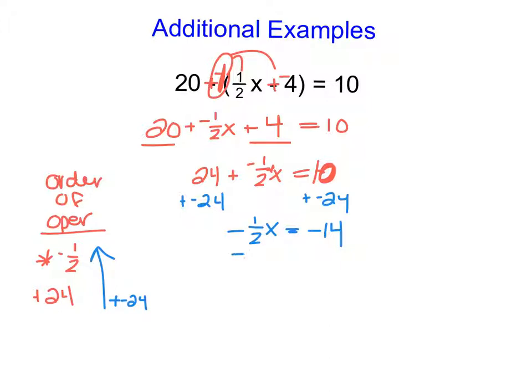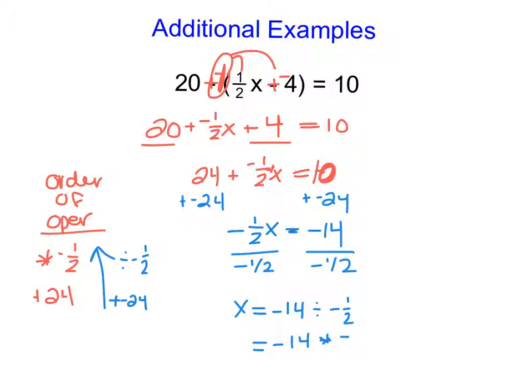I'm then going to divide both sides by a negative 1/2 to undo that multiplication of negative 1/2. So I have x is equal to negative 14 divided by negative 1/2, which then if I utilize keep, switch, flip, I have negative 14 times negative 2/1, so then I turn them both into fractions, and I find x is equal to negative times a negative is a positive 28/1, or just 28.